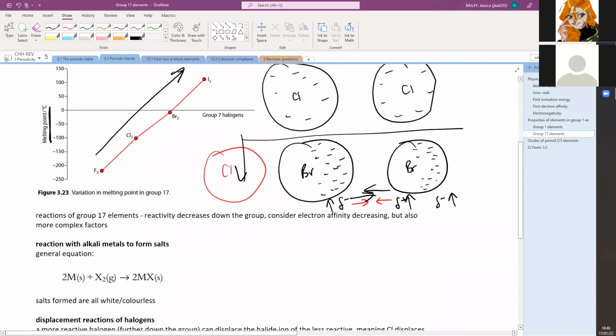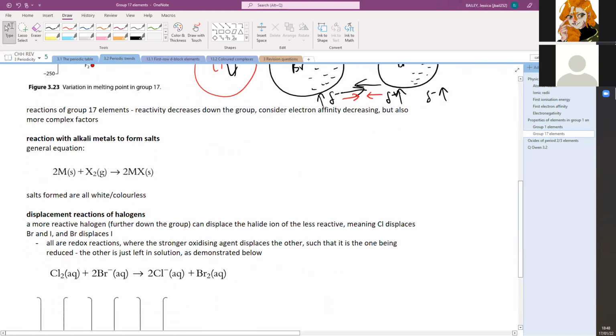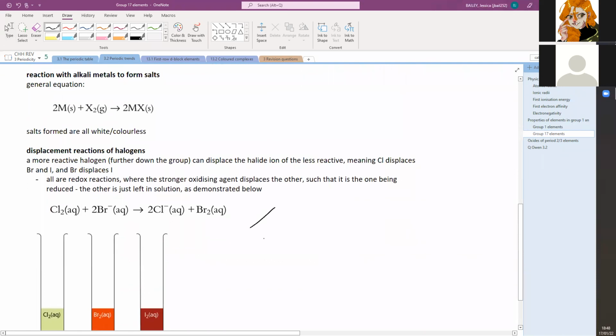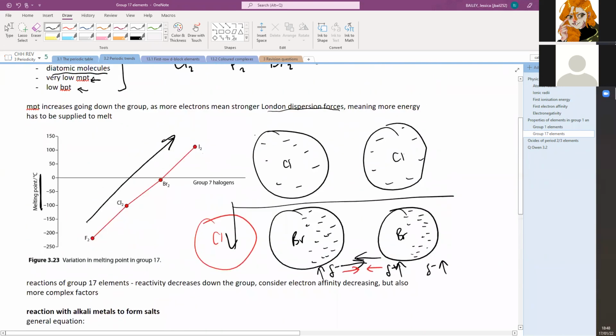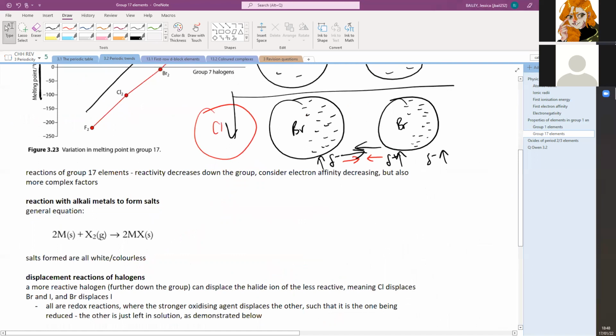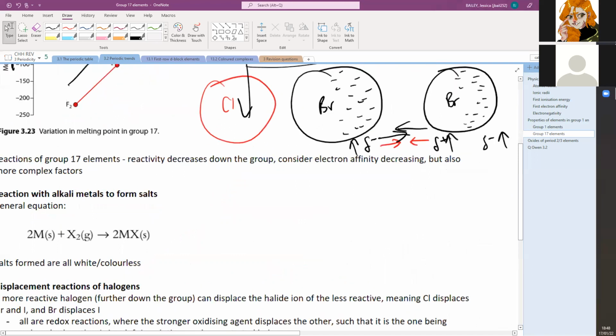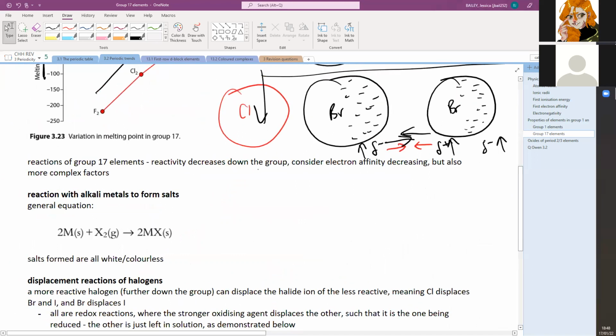Now, these are two reactions that you have to know. This one's not as important, but this one is. So we'll go through them separately. So reactivity, before I said reactivity for the group 1 elements increases, and group 17 is pretty much the opposite in every single regard, and so their reactivity decreases.